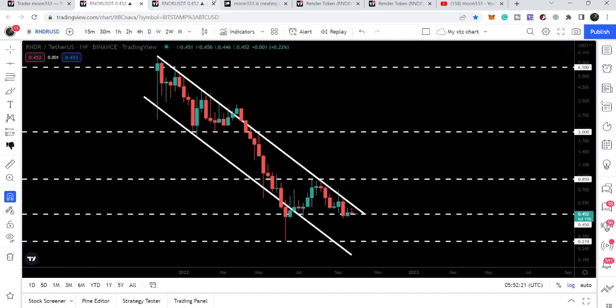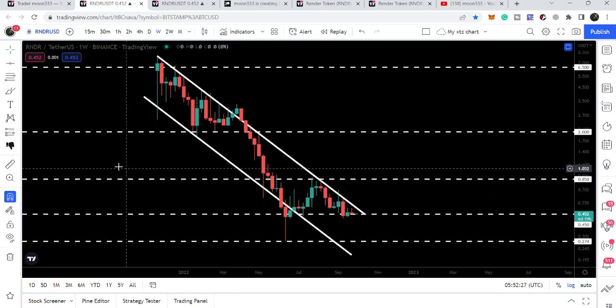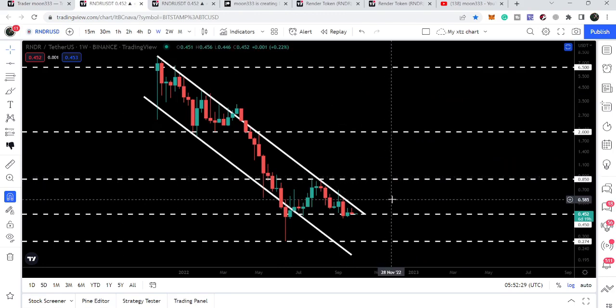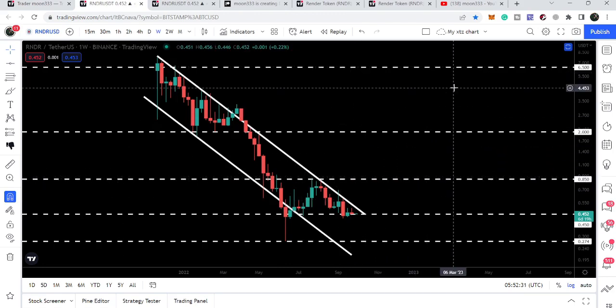I'm expecting that after breaking out of this smaller channel, the price line can also break out of this key resistance as well. By the way, the target for this bigger breakout from this huge down channel will be here at the top of the channel. That will be approximately $6.50. So this was the update so far.